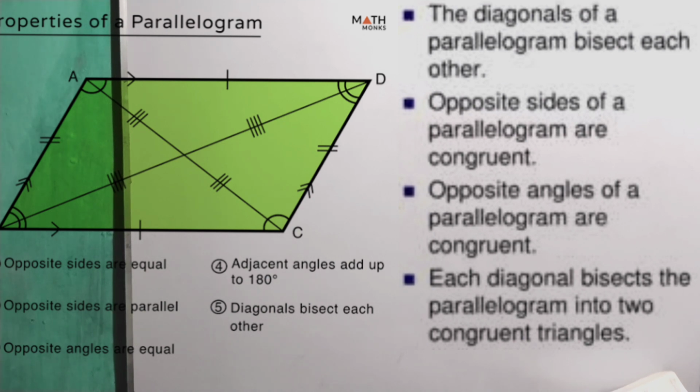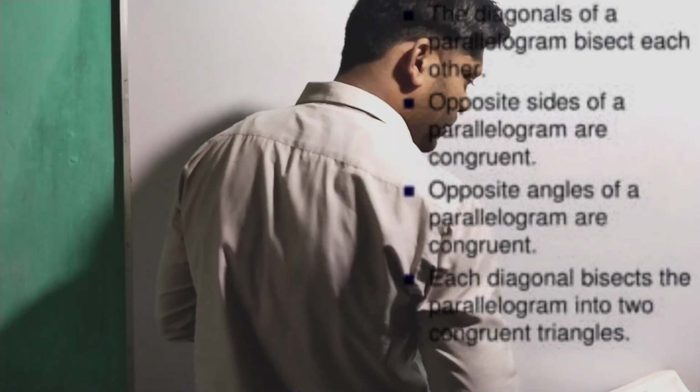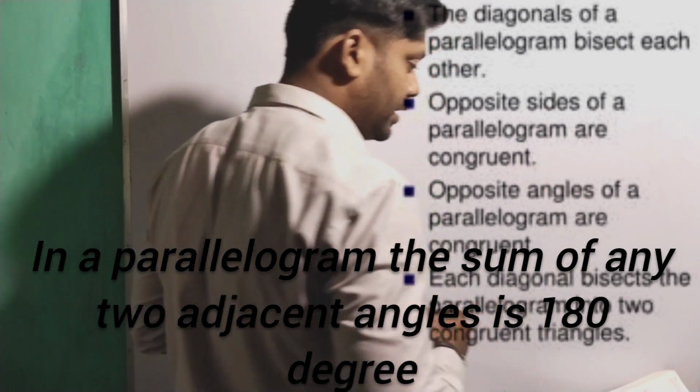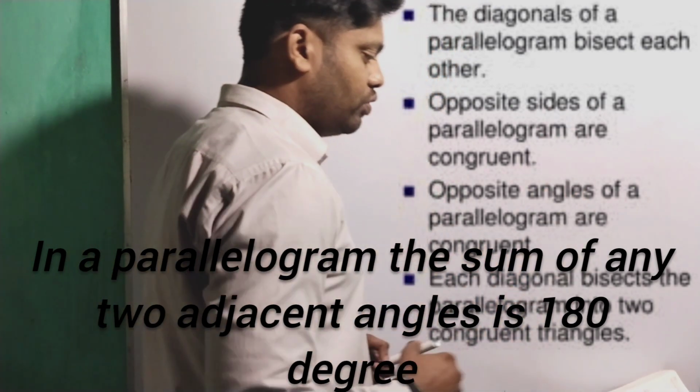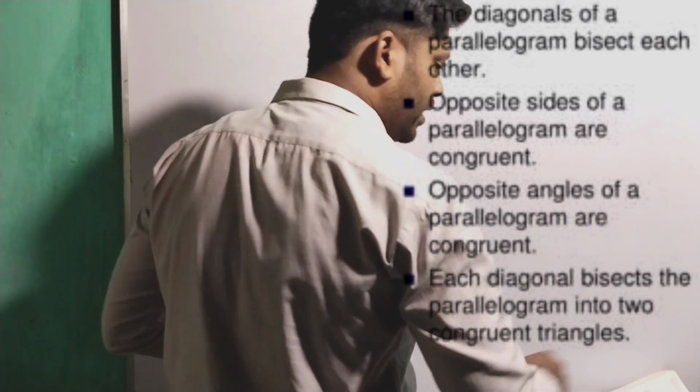The properties will be lying on the screen like that, so you can use them to do the sums. Our next question, let me read it out: in a parallelogram, the sum of any two adjacent angles is 180. I've explained what an adjacent angle is also. Adjacent angle means side by side, that is 180 degrees.